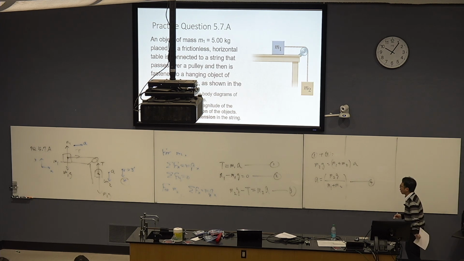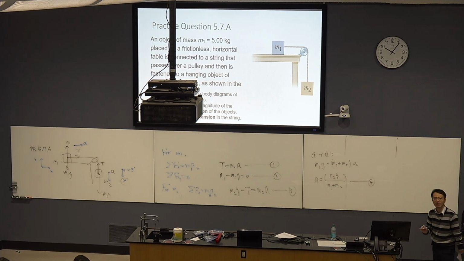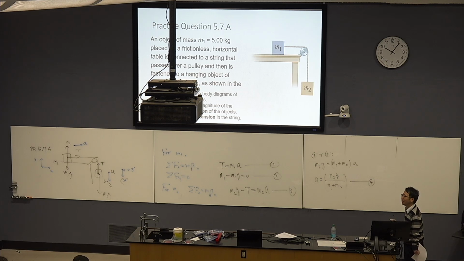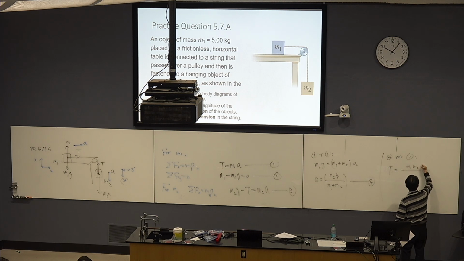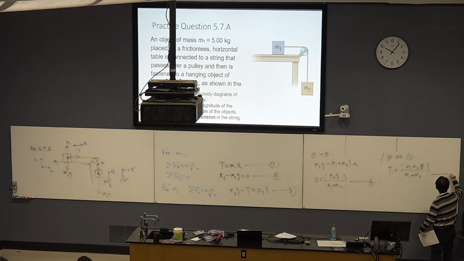You have obtained the acceleration, then how would you move on? Once you obtain the acceleration, how would you get the tension? Any idea? Mathematically, once you have obtained acceleration, how would you obtain tension? Yes, you substitute 4 into 1. Great. Substituting equation 4 into equation 1, the tension should be equal to m1 times m2 times g over m1 plus m2. That will be your tension. Let's call this equation 5.